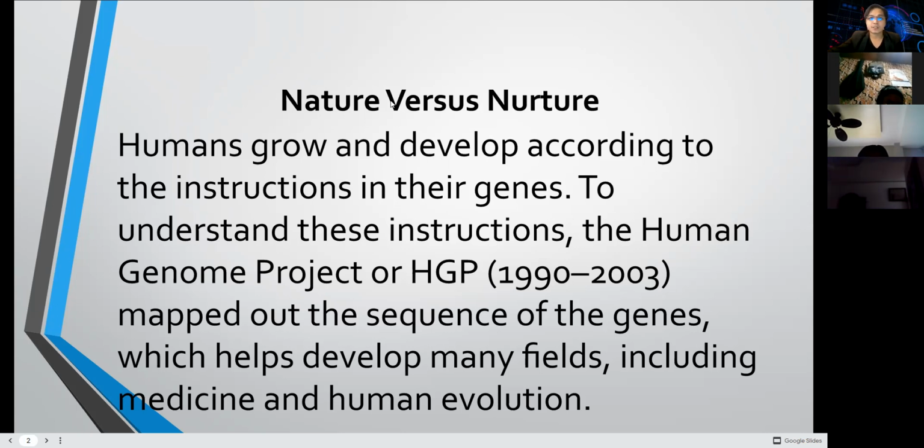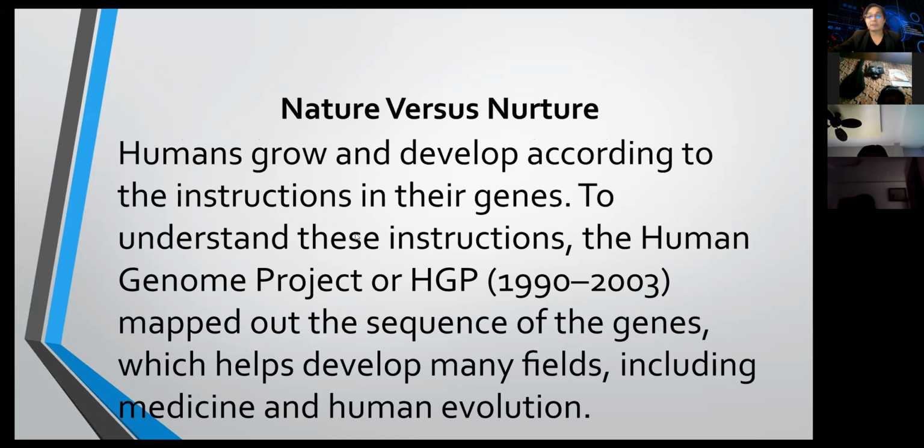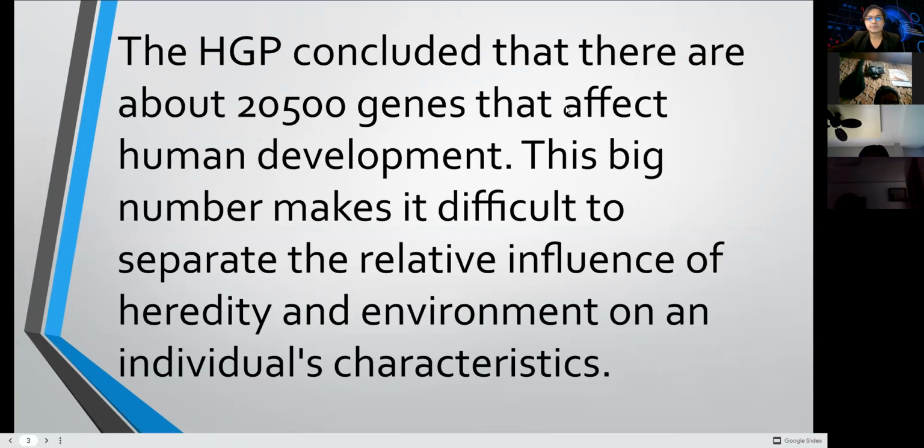What else? This is also good for creation. If you are familiar with in vitro fertilization, that is actually under the Human Genome Project. In vitro fertilization, test tube babies. So those are just a few of the advancements of technology in the field of genetics, genetic engineering. The HGP found that there are about 20,500 genes that affect human development.